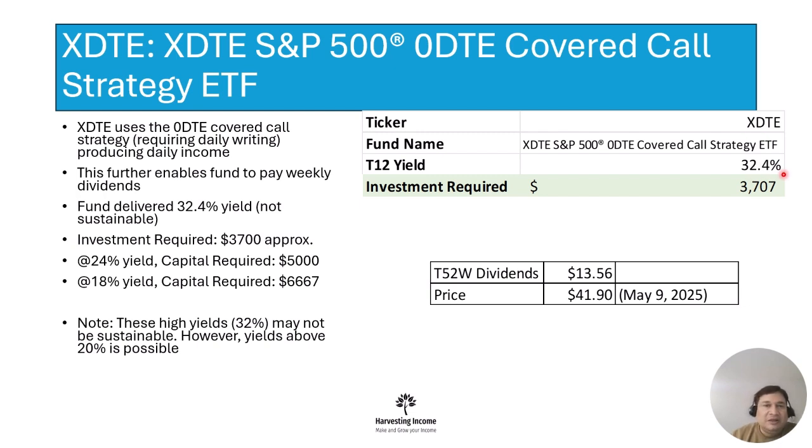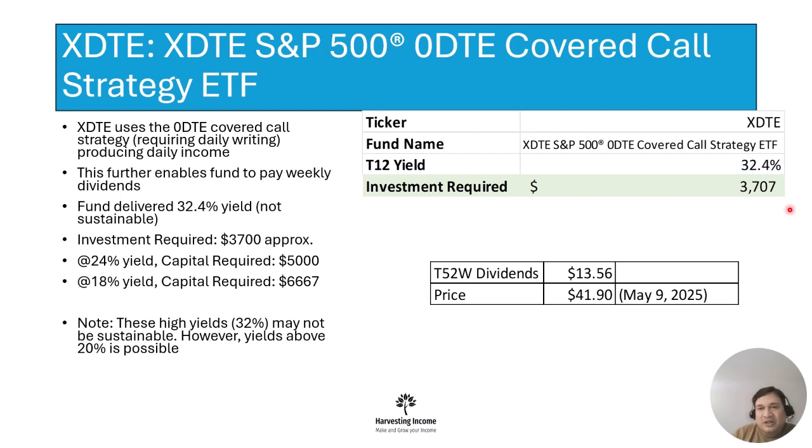On a monthly basis, it's technically more than 2.5% every month. Keep in mind this yield is not sustainable. It can be low or high in the future. This is a new fund, about 1 year, more than 1 year old. It has done pretty well so far, and the fund delivered this kind of return, a 32.4% yield, which is not sustainable. Based on this, the investment required is approximately $3,700. Just with $3,700, you can make that $1,200 a year, or $100 a month.